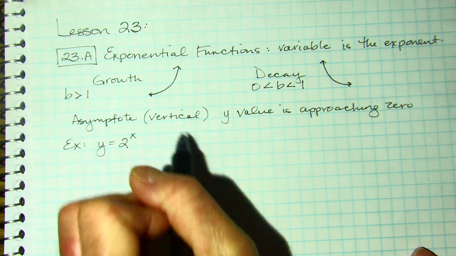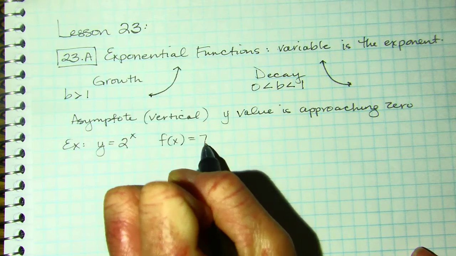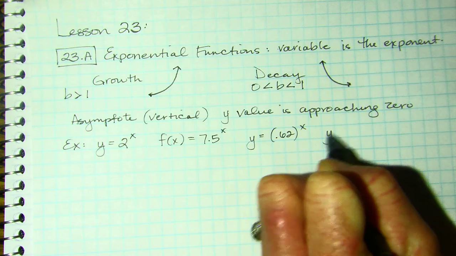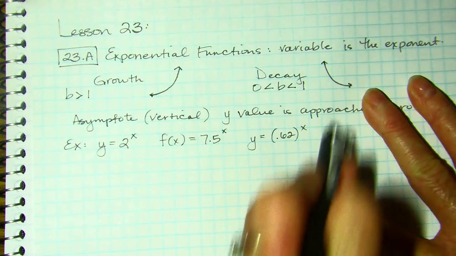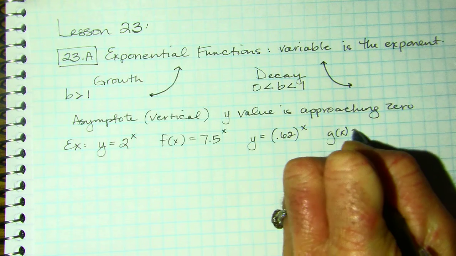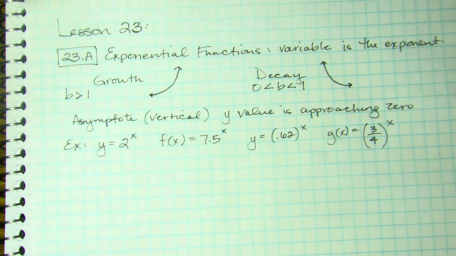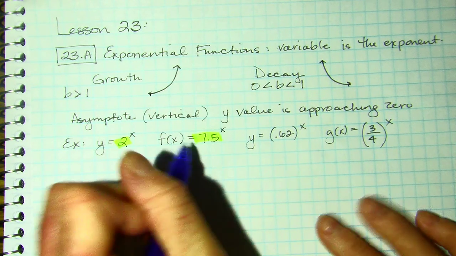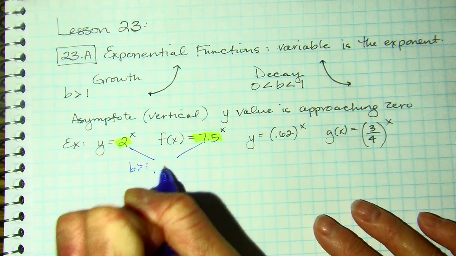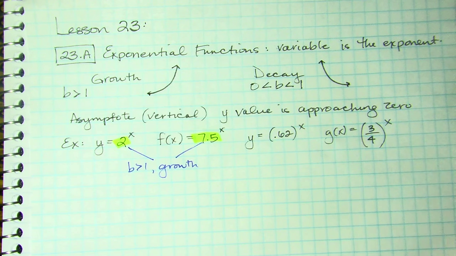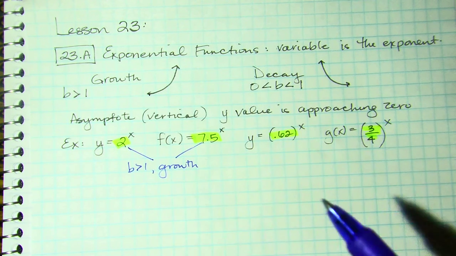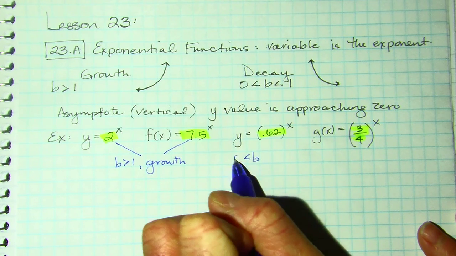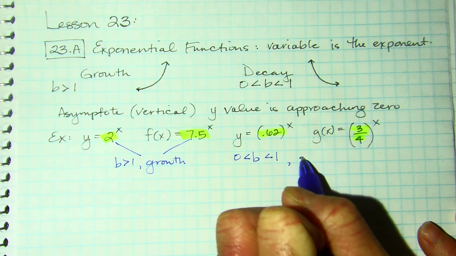y equals 2 to the x, or f of x equals 7.5 to the x, y equals 0.62 to the x, or g of x equals 3/4 to the x. Now, these first two bases are greater than 1, so these are growth functions. These both have a base that has a value that is greater than 0, it's not negative, but less than 1, so these are decay.